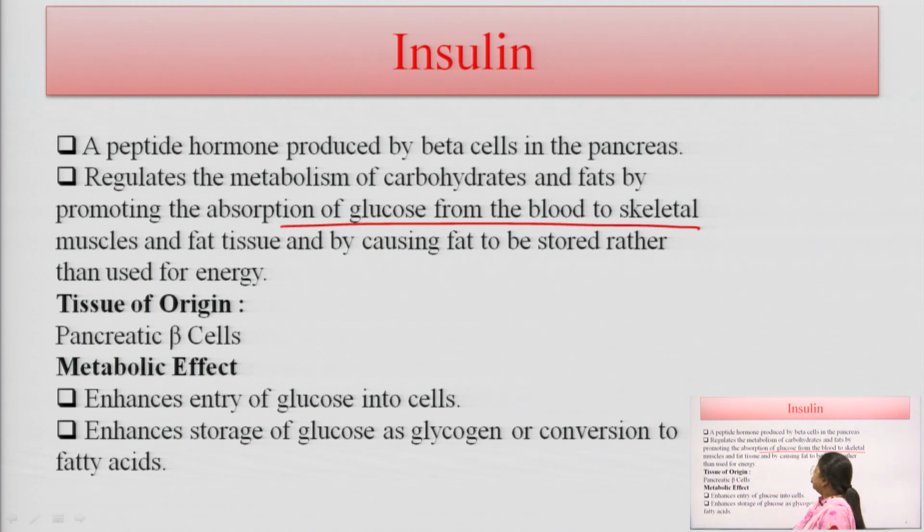And the tissue of origin of insulin is the pancreatic beta cells. What are the metabolic effects of insulin? They enhance the entry of glucose into the cells, and it also enhances the storage of glucose as glycogen. It promotes the conversion of glucose into glycogen or the conversion of glucose to fatty acids, so that the amount of blood glucose level is reduced to the normal level.